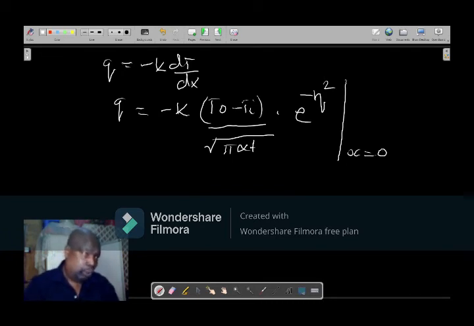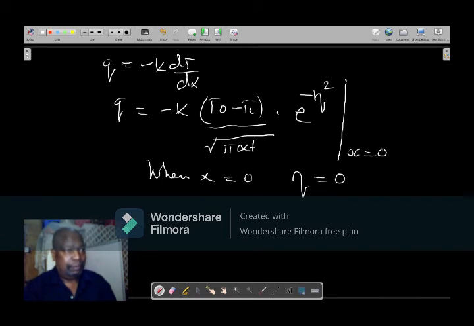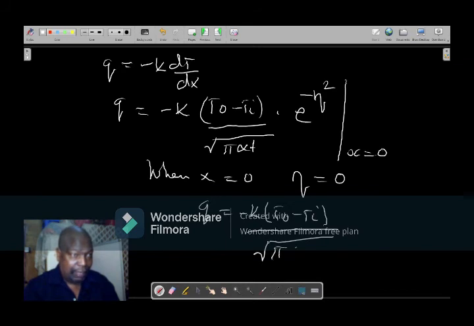But we said when we were looking at the boundary condition, when x equals 0, eta is also equal to 0. So q equals minus k (T0 minus Ti) over the square root of pi alpha t, times e raised to the power of 0, which equals 1. So that gives us our heat rate equation.